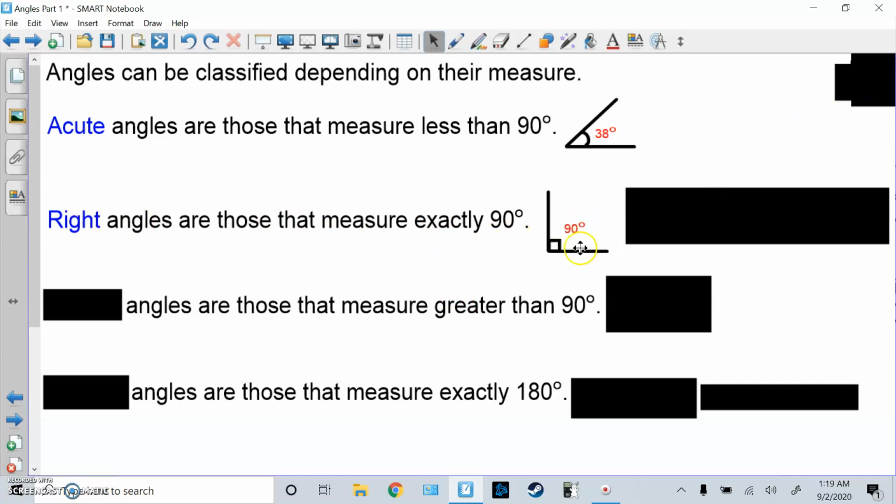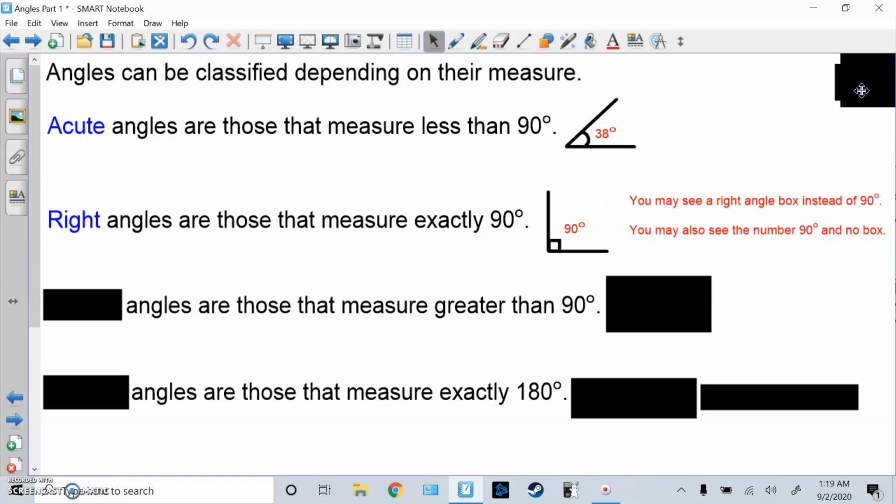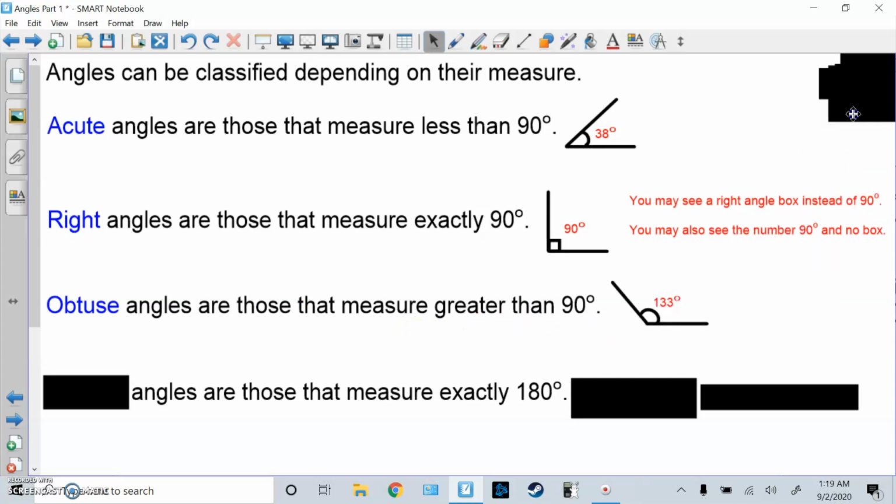It could have 90 degrees, or it could have a box, either one. They don't have to have both. So you might see the right angle box instead of the 90 degrees, or maybe you'll see the 90 degree number but no box. Then we have obtuse angles. Those are angles that measure greater than 90 degrees. Here's an example. 133 is bigger than 90.